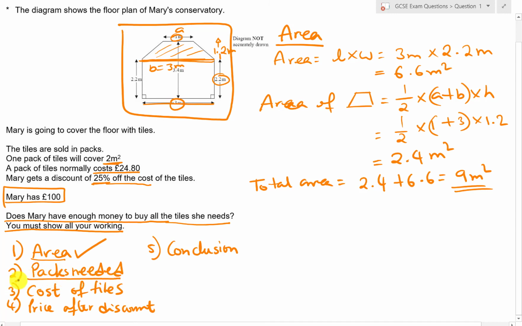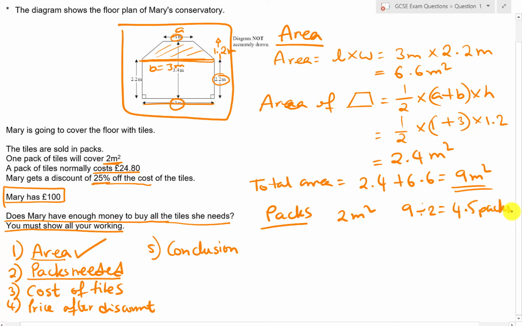So we made a plan before, so on the plan we can see we need to find the total number of packs needed. So area is 9 meters squared. So per pack covers 2 meters squared. So to cover 9 meters squared, we can divide 9 by 2, which gives us 4.5 packs.